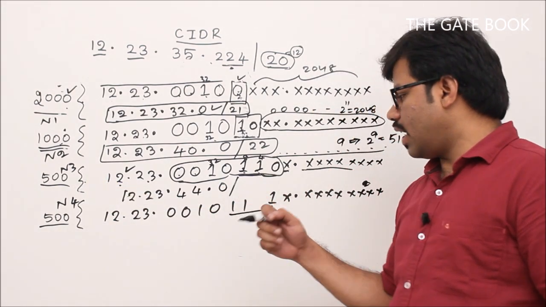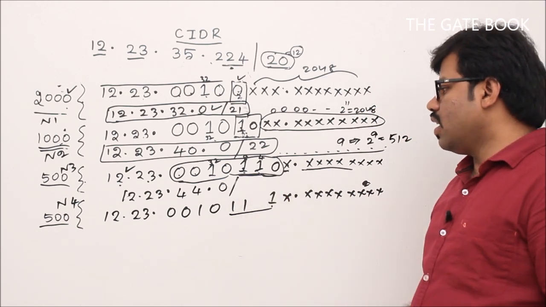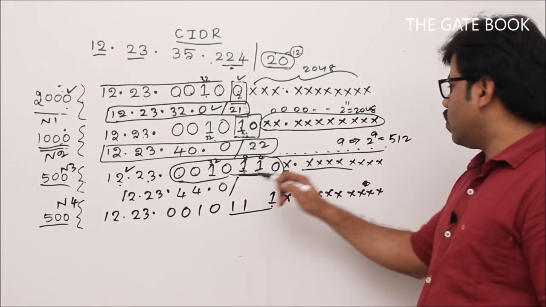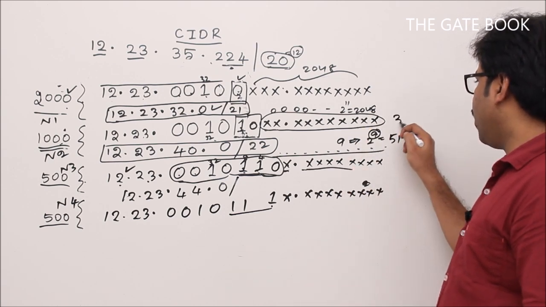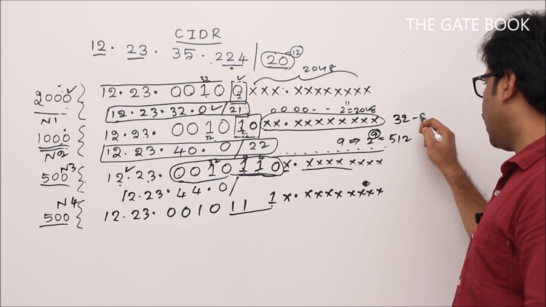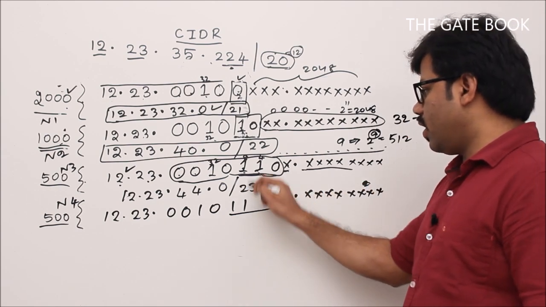Now what is the slash notation, what is this prefix number? Prefix number is nothing but, so we have 512, right? That means 9 bits. For the 9 bits, the remaining things are prefix bits. 32 minus 9, 23. So this would become 23.